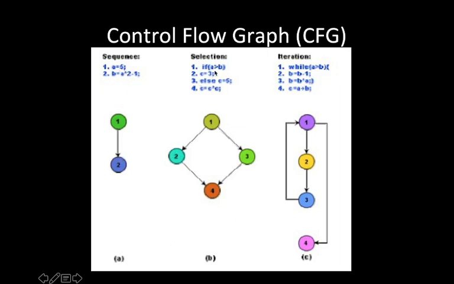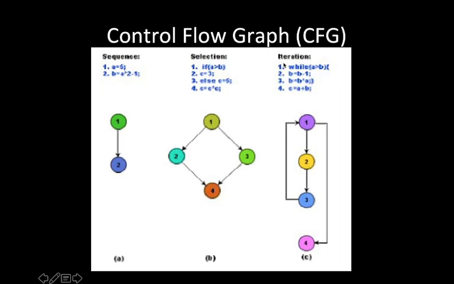Then if it is a selection, like if A greater than B, C equal to 3, else C equal to 5, and then C equal to C into C, like that. The first statement is A greater than B. If A greater than B, the second statement, C equal to 3, comes here. Then the third statement, the else part, comes here. After that the fourth statement comes here.